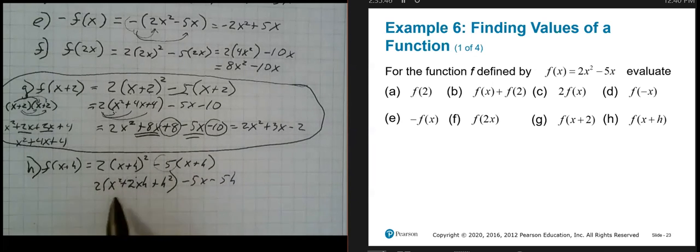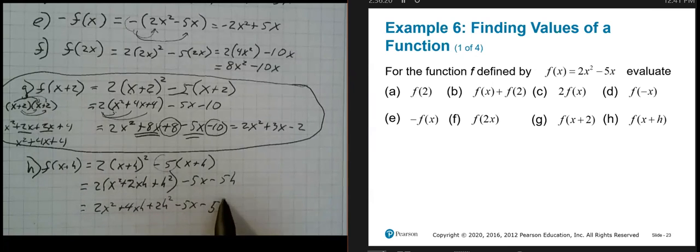To get this trinomial, I squared the x. I multiplied the x and the h and doubled it. And then I squared the h. And now the next thing to do is multiply in by 2. And we get 2x squared plus 4xh plus 2h squared minus 5x minus 5h.